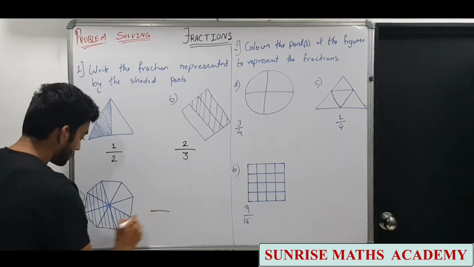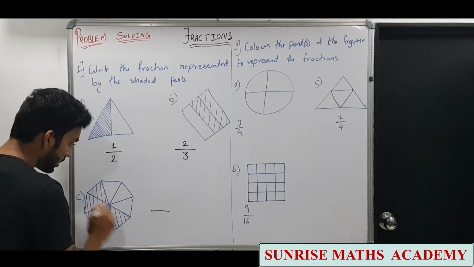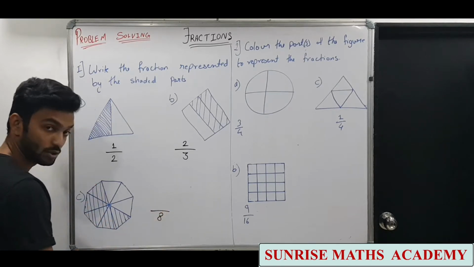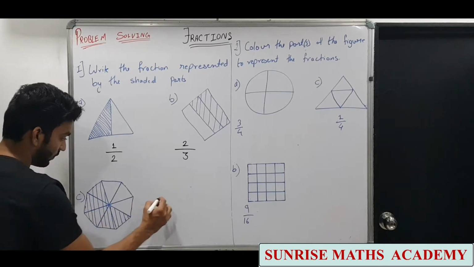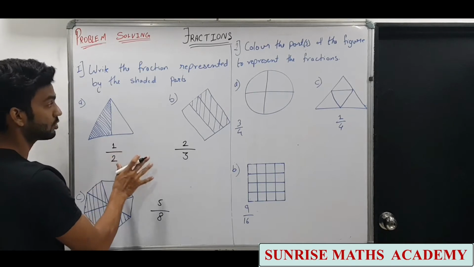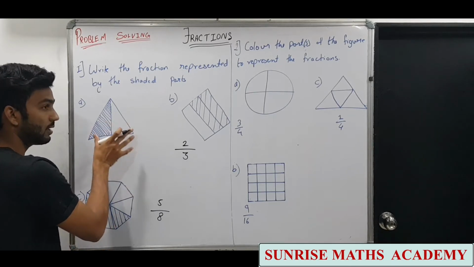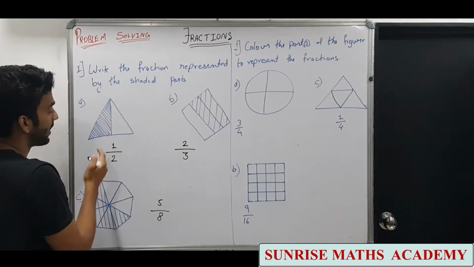Here, total parts 1, 2, 3, 4, 5, 6, 7, 8. 8 parts are made total. And shaded parts 1, 2, 3, 4 and 5. 5 parts are shaded. Now in this question, figures were there, parts were made and few parts were shaded. We have to write the fraction.